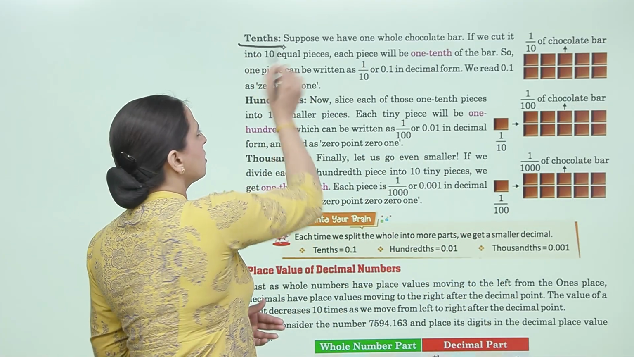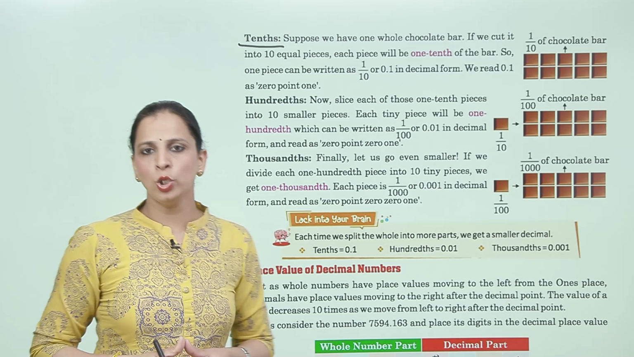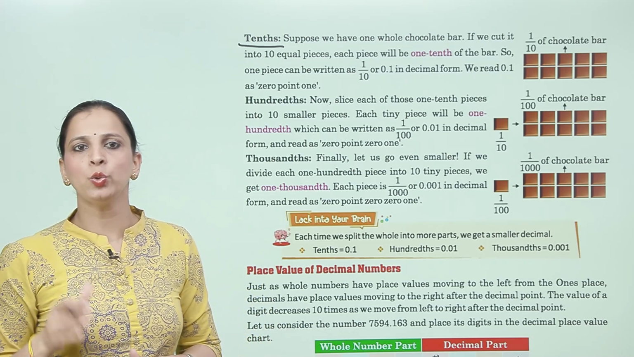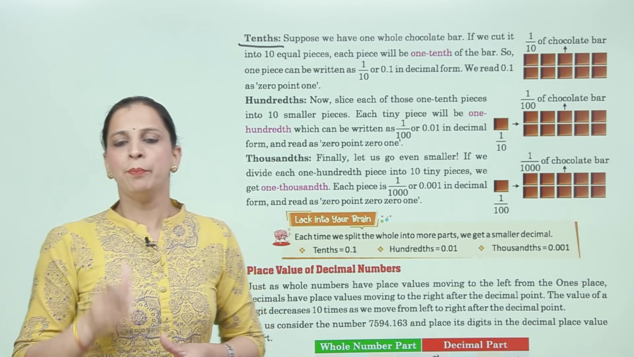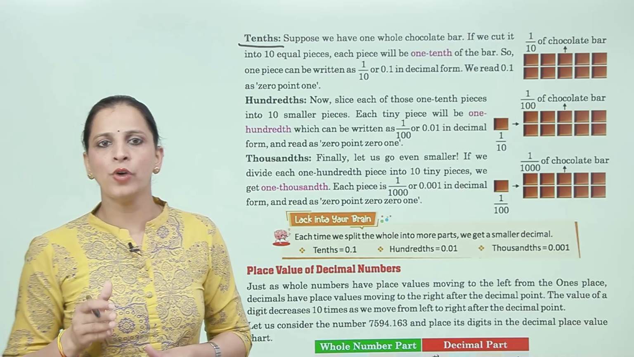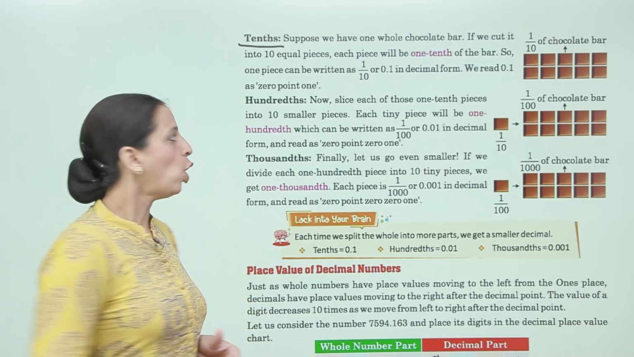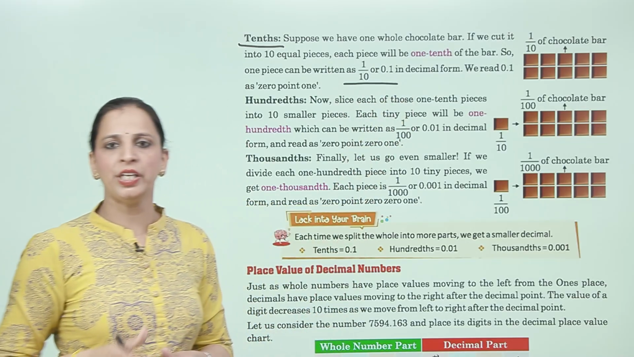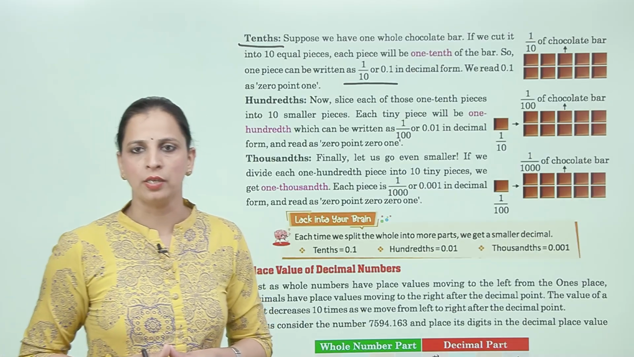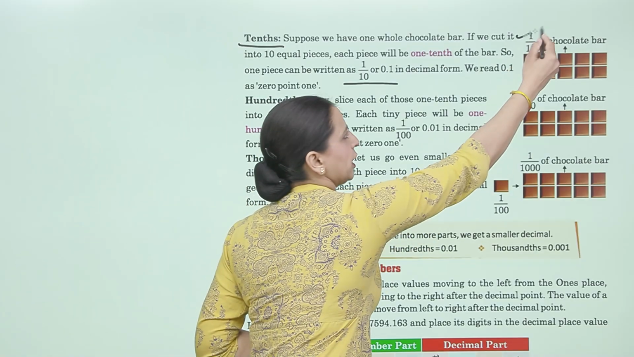Now, tenths. Suppose we have one whole chocolate bar. If we cut it into 10 equal pieces, each piece will be 1/10th of the bar. So, one piece can be written as 1 by 10 or 0.1 in decimal form. We read 0.1 as 0.1. Now, 1 by 10 of chocolate bar.